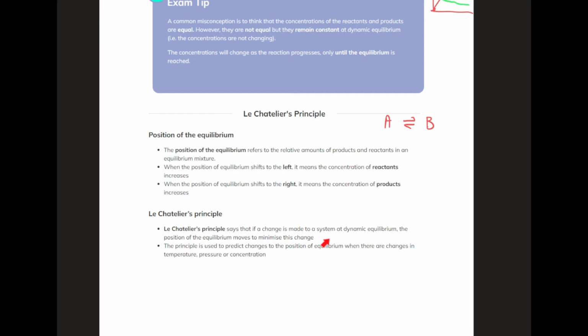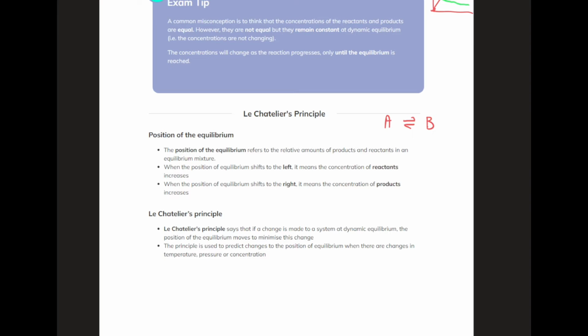Okay, so there are three stages basically. First, the system is under dynamic equilibrium. Second, you go and do some change to the system. And then the system, the substance, will react in a way to minimize the change. So they need to shift to a particular position, either to the left or to the right, to minimize the change.